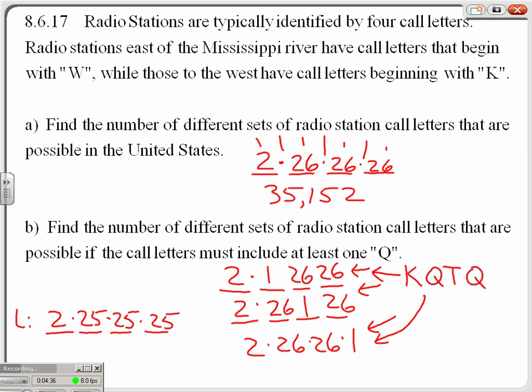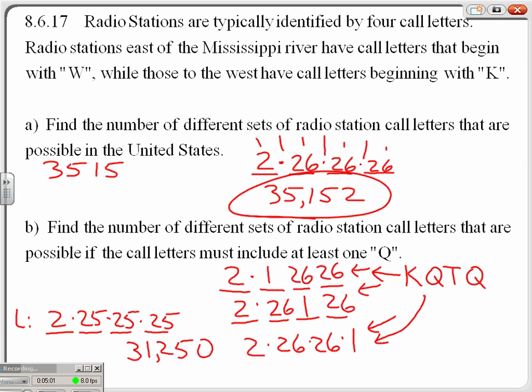And that, of course, would be a calculator problem as well. And we go 25 to the third times 2, and we end up with 31,250 of these numbers contain no Q's. Therefore, the number with Q's should be the difference. And we will pass that on to a good 6th grade math student and let them figure that one out for us.